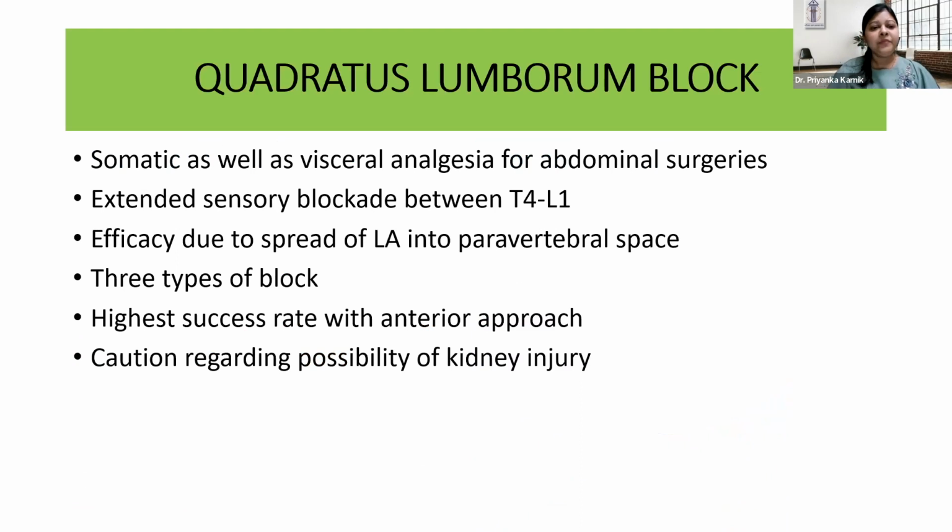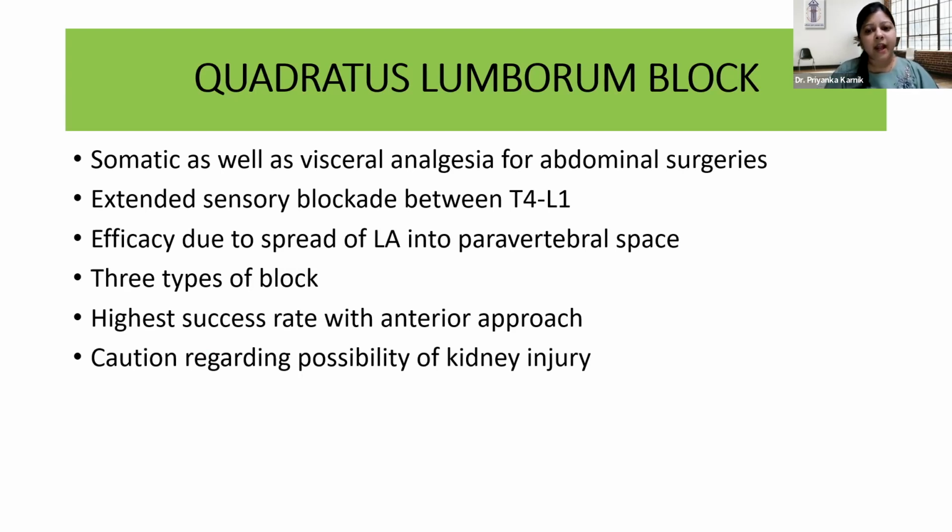I'll come to that. Now, it gives somatic as well as visceral analgesia for the abdominal surgeries, and it gives an extended sensory blockade between T4 to L1. The efficacy is because of the spread of the local anesthetic into the paravertebral space. So what are the 3 types of blocks? Earlier there was a nomenclature of QL1, 2, 3, 4, but it created a lot of confusion. So now they have changed the nomenclature. We have the transmuscular or the anterior QL block, then we have the posterior QL block and the lateral block. So let us see what all of these mean.